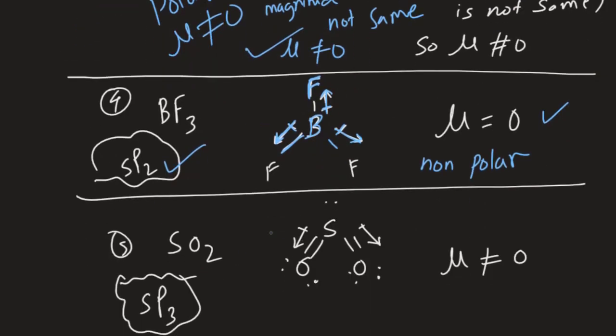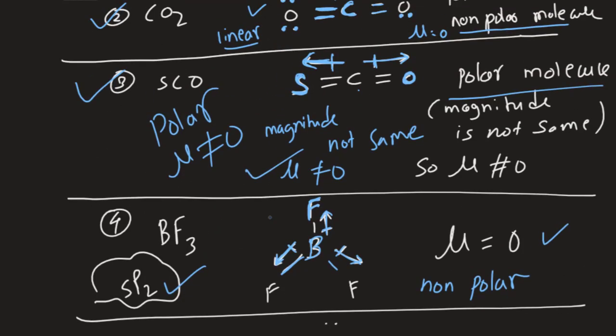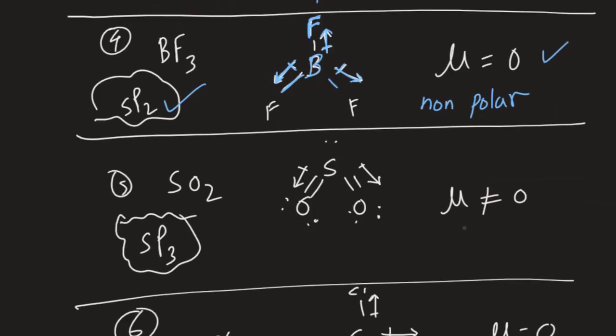The next one is SO2. In the CO2 example, we saw that mu was 0, but in the case of SO2, mu is not equal to 0. The reason being, even though the oxygen atoms are connected to the sulfur atom, since there is a lone pair on the sulfur, the shape of this molecule is not linear. So shape is very important when calculating net dipole moment.